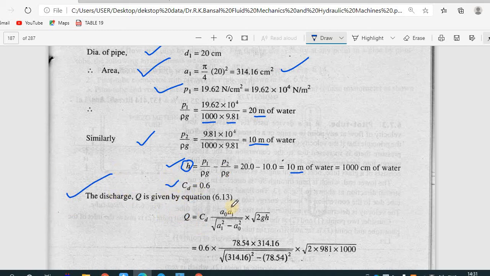For orifice meter, the formula is Q equals CD into AO into A1 divided by under root of A1 square minus AO square, into under root of 2GH.